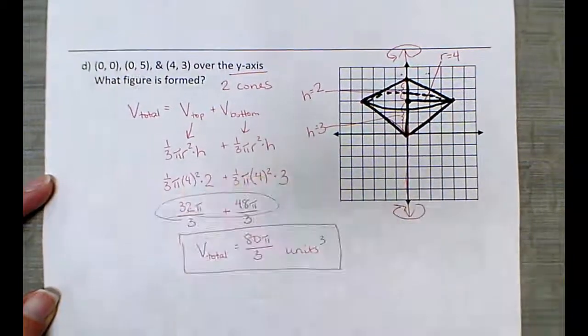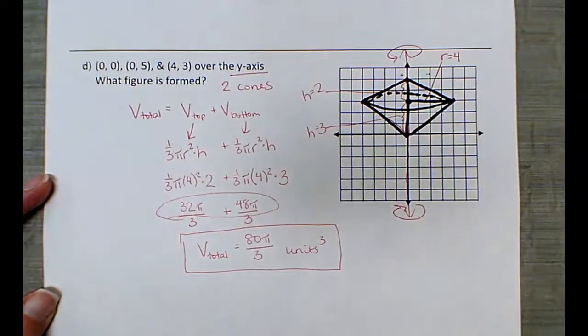So this one was a little different because the figure formed was a composite figure created by putting 2 cones together.